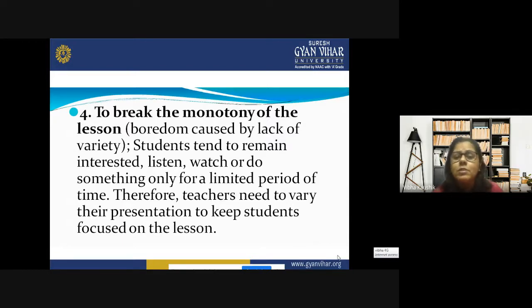Now, what they are saying is that we have to maintain or sustain the interest of the learners, and for that, the student has to be actively involved in the teaching learning process. For that, the teacher has to use a variety of ways of presenting the information in front of the students so that they should be focused on the lesson.